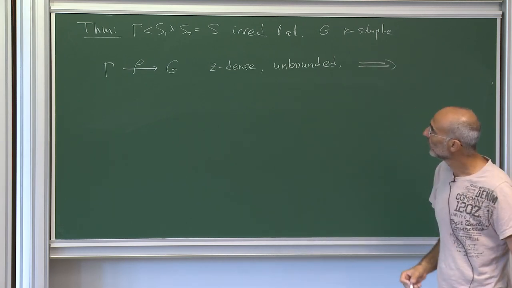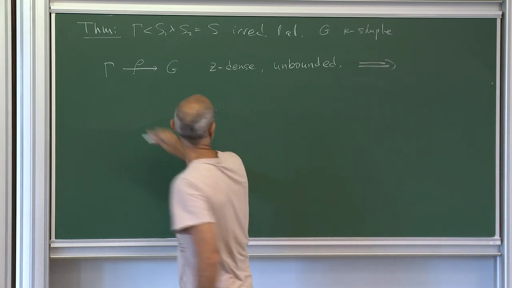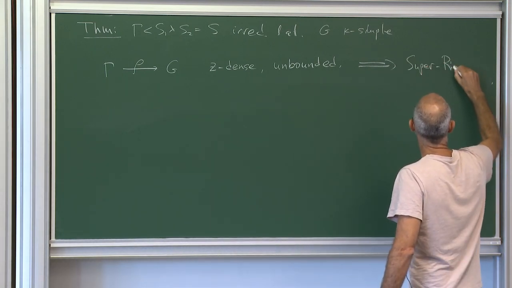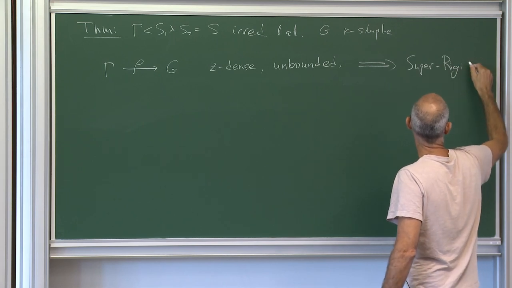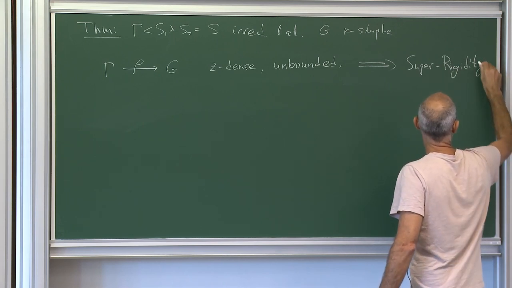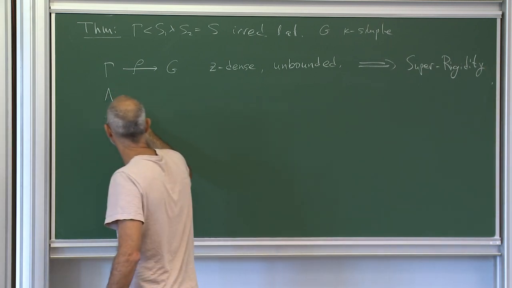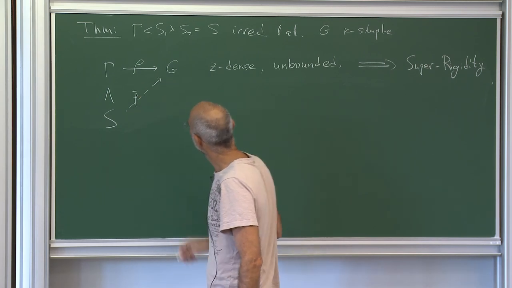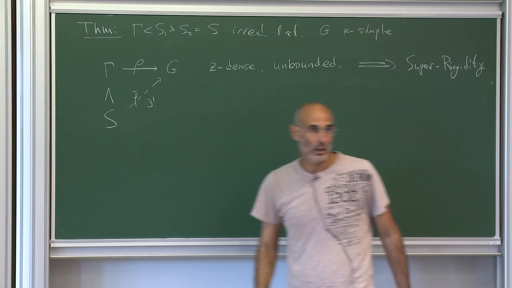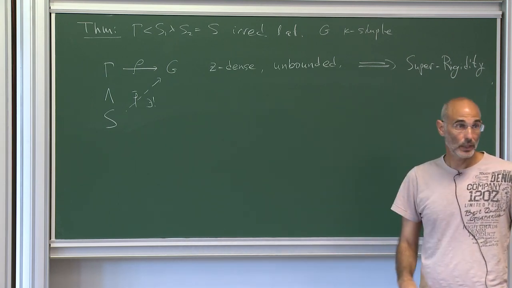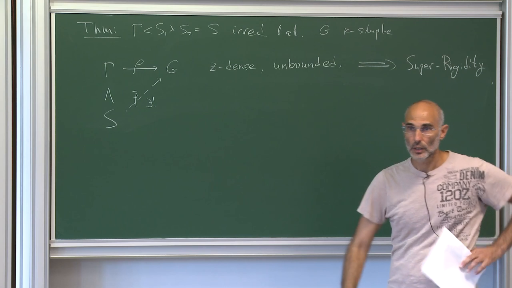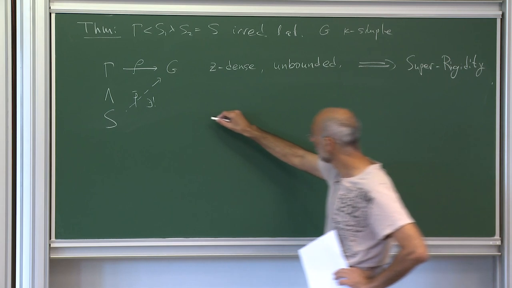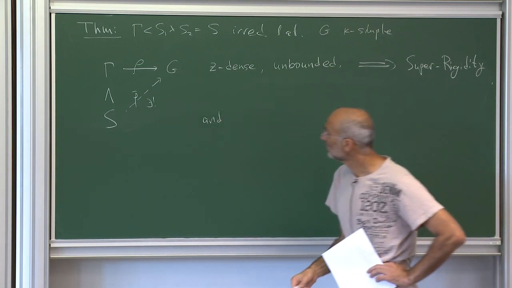Then, let me complete the diagram. Then we have, let me also give it a name. Superrigidity, which is a code for the following diagram. I have gamma inside S, and rho extends uniquely into, in fact, a continuous homomorphism from S. And now that's the main part of the theorem.